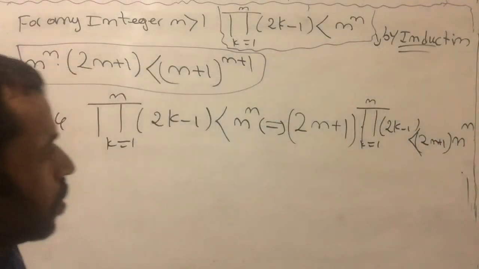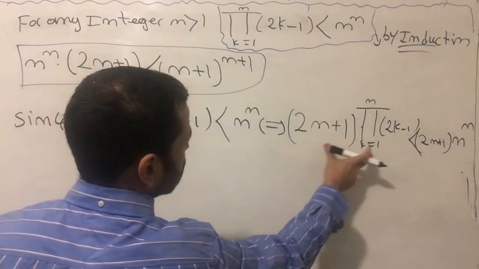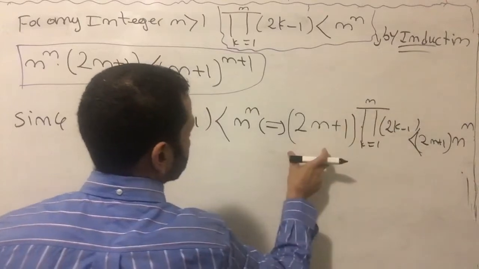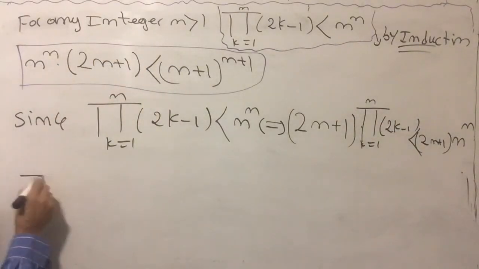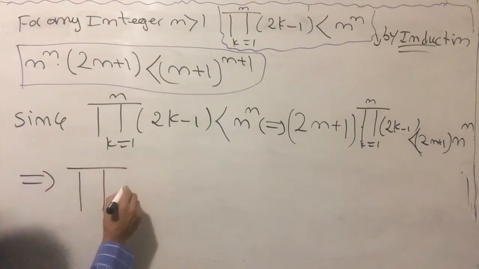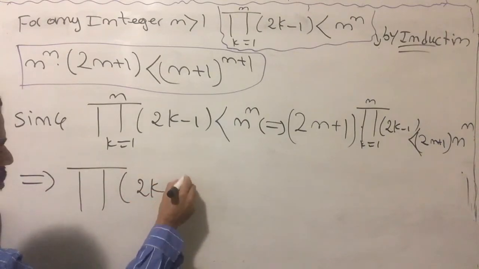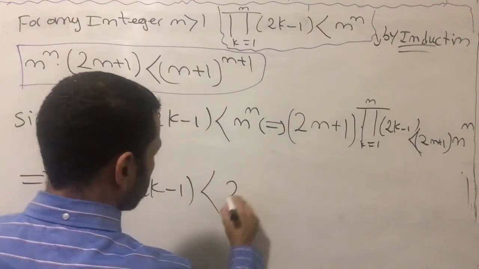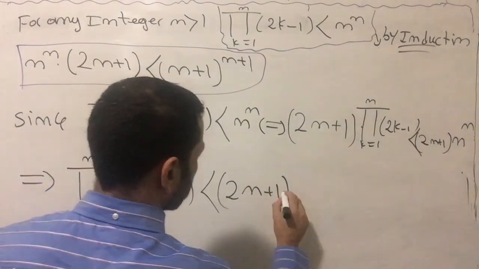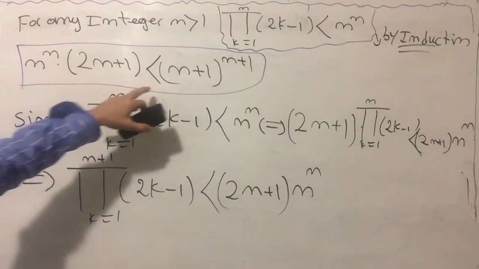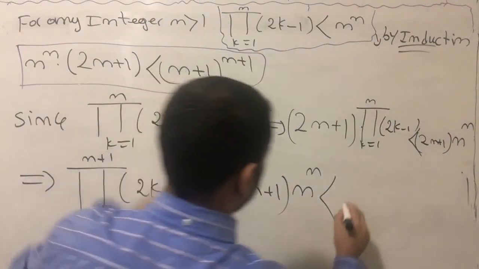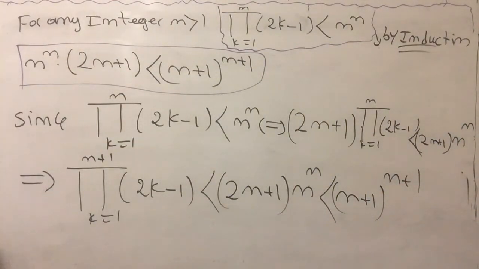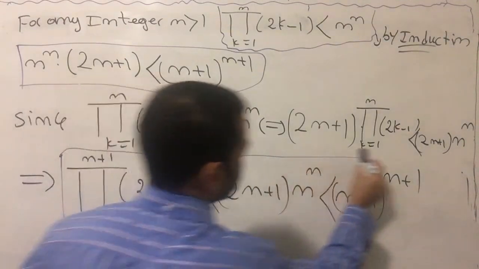So what is this? This is exactly the product of 2k minus 1 as k goes from 1 to n plus 1, strictly less than 2n plus 1 multiplied by n to the n. We proved before that this is strictly less than n plus 1 to the n plus 1. Now we finish. We proved it for n plus 1, so that means our assumption is true.